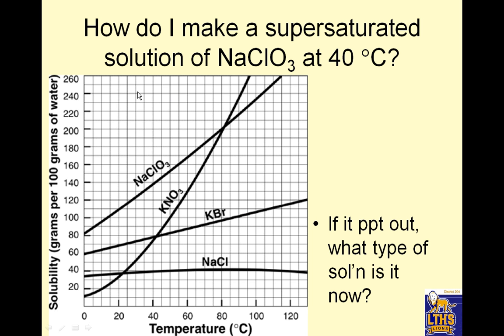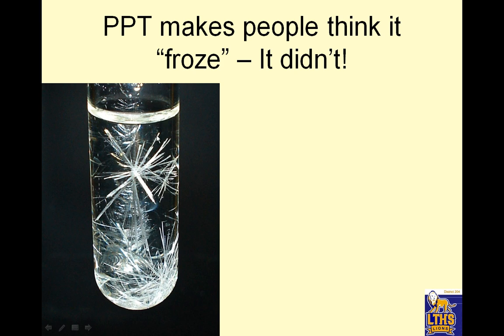Okay, so how do you make a supersaturated solution of NaClO3 at 40 degrees? Well, here's its solubility curve. There's its saturation line, right? So we can heat it up and add a lot of solute and get it to dissolve there. But then if we take that all dissolved solute and cool it down, when we get to here, we would expect to start seeing solute fall out. But if the solute stays dissolved and cools nice and slowly, then we can get to 40 degrees and maybe still have that much solute dissolved. That would be supersaturated. Okay. All right. So when the solution that's supersaturated precipitates out, it looks like it froze, but it really didn't. We'll try it in class.